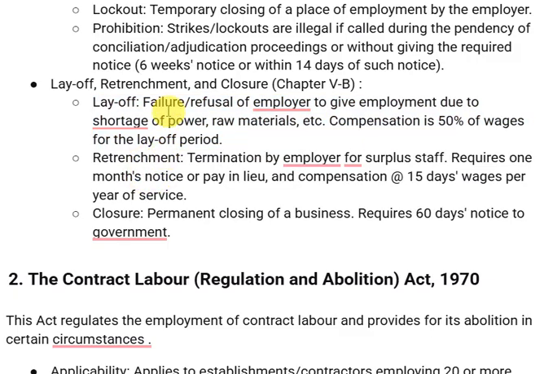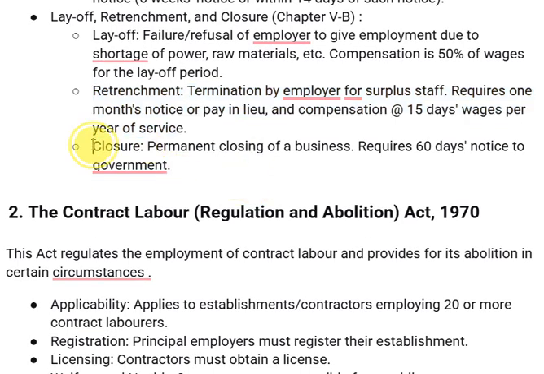Layoff is purely temporary. Retrenchment is termination by the employer for surplus staff. If the employer says we do not require your service, then this is called retrenchment. In case of retrenchment, some compensation is to be paid at the rate of 15 days wages per year of service. Like if a worker has worked for 5 years, then he is paid at the rate of 15 days into 5 years, and he is paid this much compensation, right?